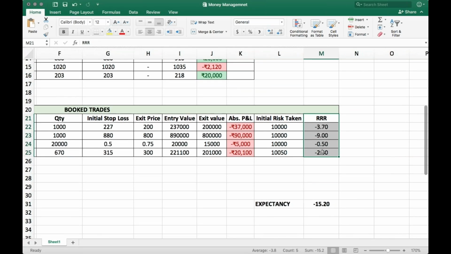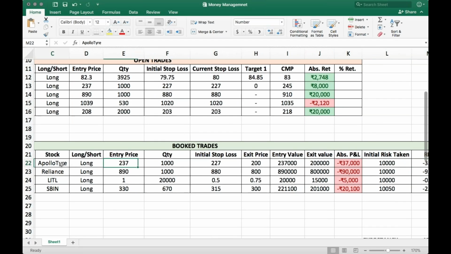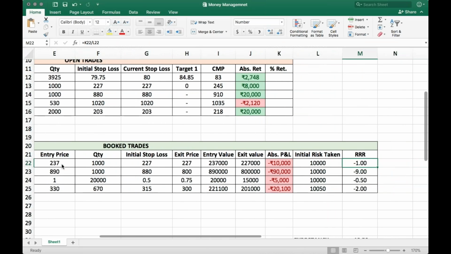See, in the last 2 columns of this money management sheet, what I've done is I've put initial risk taken. This is the initial risk you had taken per trade. We decided 10,000 rupees. Now, let's say in this trade of Apollo Tire, your entry point was 237. Fine. Your initial stop loss was 227. Initial stop loss. So ideally, you should have exited at 227, not below that. If you had exited at 227, you decided to take a 10,000 rupee risk and you take a 10,000 rupee hit. So your RRR will be -1.